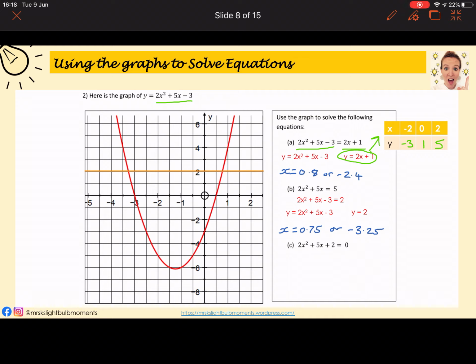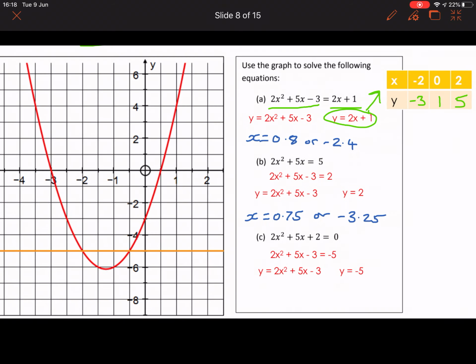Okay, should we have a look together? So we've got 2x squared plus 5x plus 2. I don't want plus 2, I want minus 3. So I've got to take away 5 from both sides. When you take away 5 from the left side, you end up with minus 3, which is what we want. When you take away 5 from the right side, it goes from 0 to minus 5. So now I've got my two functions: the curve, and the line y equals minus 5. Draw that in, that's right down there, y equals minus 5.